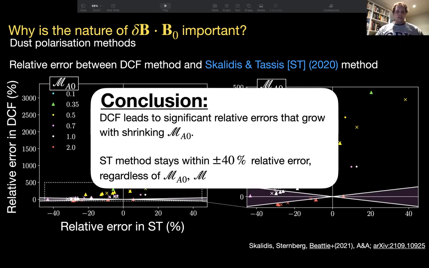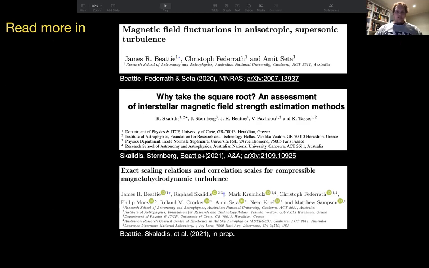So the conclusions here: the DCF leads to significant relative errors that grow with shrinking Mach alpha naught, but the ST methods stay within plus or minus 40% relative error, regardless of Mach alpha naught and Mach. So I'll just leave this here, and please read more on this kind of stuff.